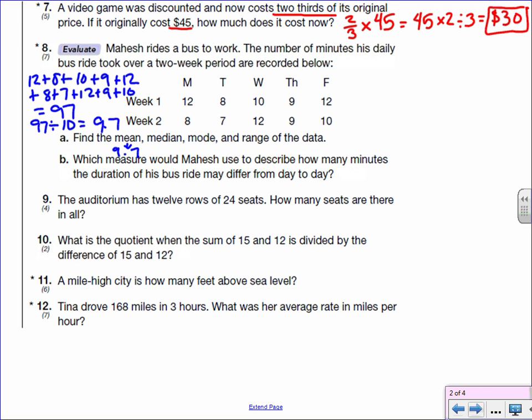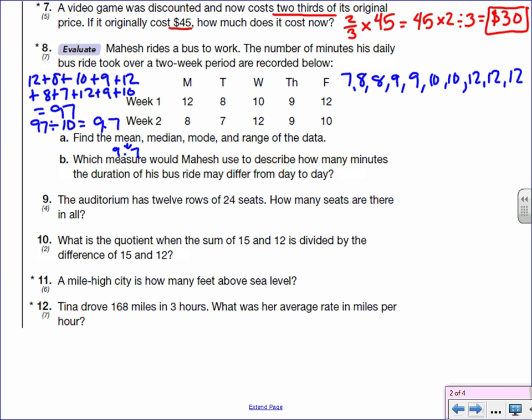The median, we put all the numbers in order from smallest to biggest and find the middle number. So we have 7, 8, 8, 9, 9, 10, 10, and then 12, 12, 12. 1, 2, 3, 4, 5, 6, 7, 8, 9, 10. So I know I have 10 numbers.